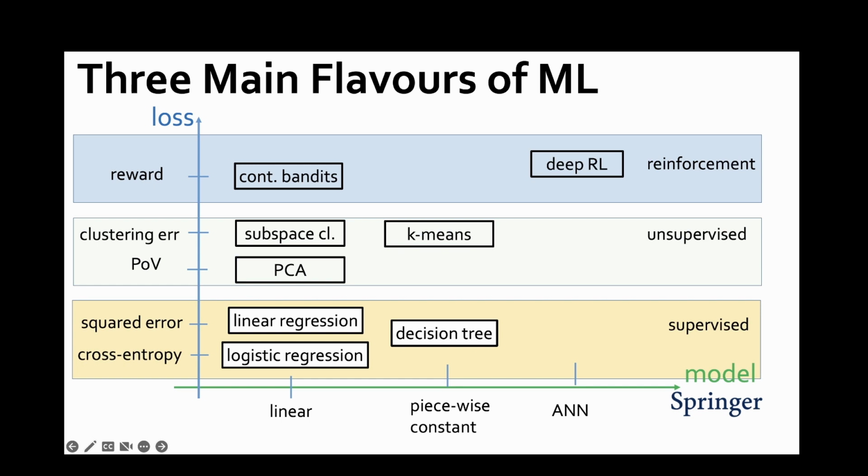Three main flavors of machine learning are supervised, unsupervised, and reinforcement learning. These three flavors correspond to specific types of loss functions. Examples of supervised learning methods include linear and logistic regression. Unsupervised methods include principal component analysis and k-means clustering. Examples of reinforcement learning methods include contextual bandit methods and deep reinforcement learning.